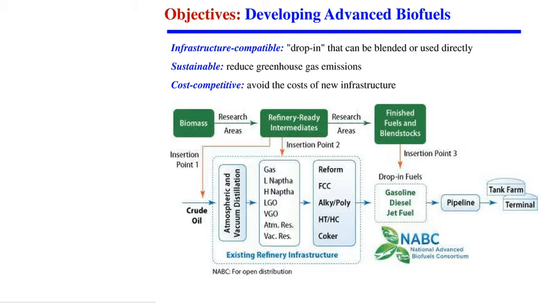Insertion point 1, insertion point 2 inside the refinery, insertion point 3 after refining. And using these 3 approaches, we can use the existing infrastructure. Then we don't have to build another infrastructure. That's a huge cost.